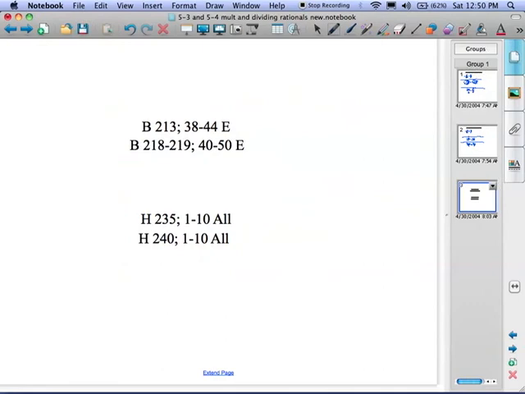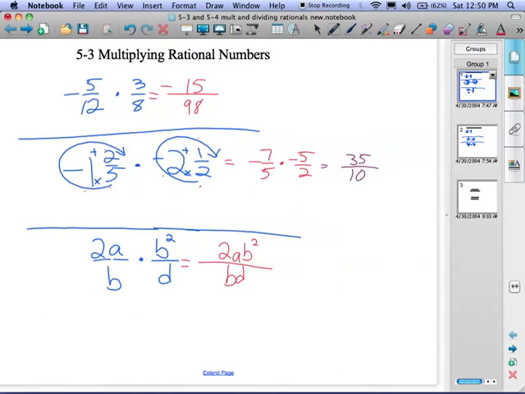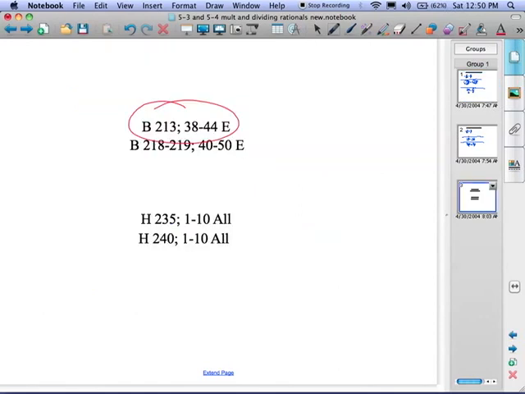Your homework, 2 separate assignments, 213, 38 to 44. That is 5-3. And 218 and 219, 40 to 50, the evens, that's 5-4.